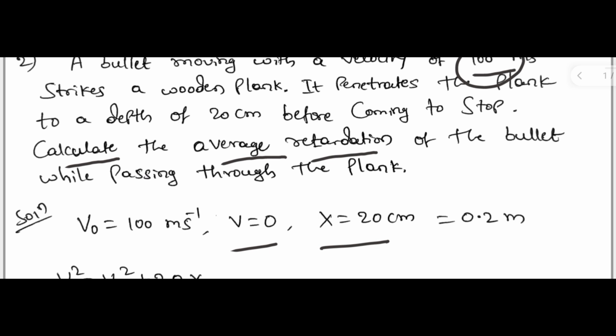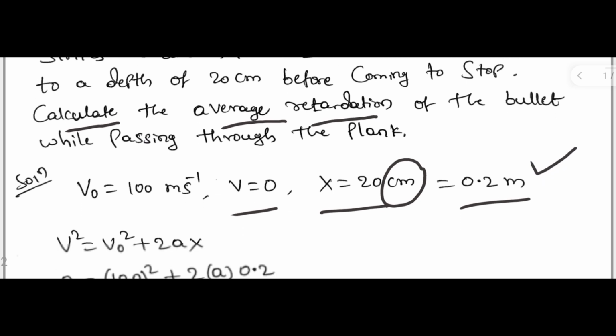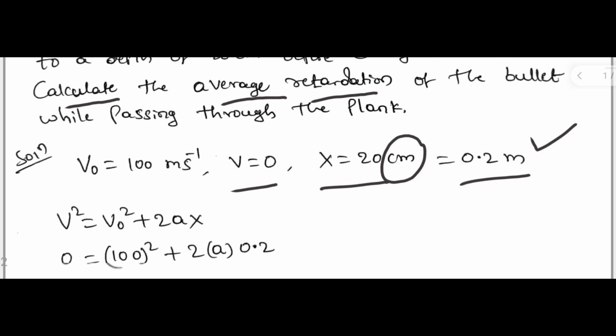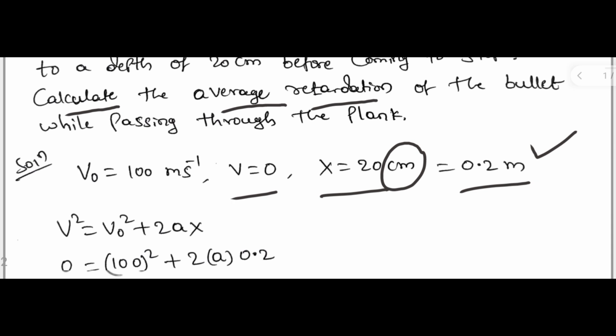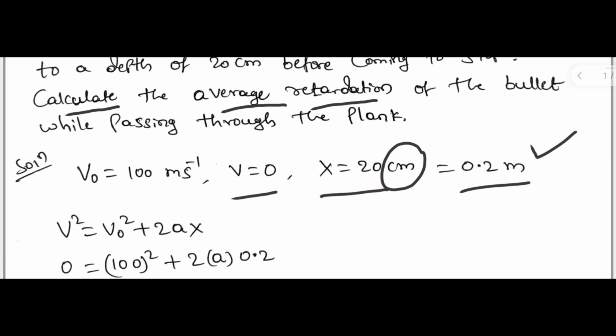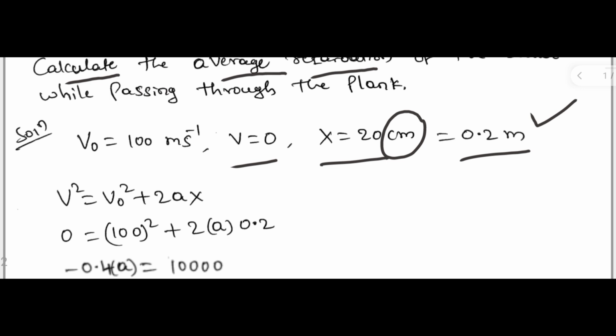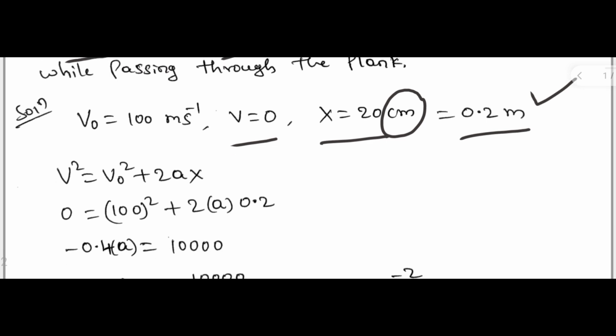Convert the value into meters. 20 by 100 gives 0.2 meter. Then, using the formula, here we have to find the acceleration. The formula is v square equals v naught square plus 2ax.